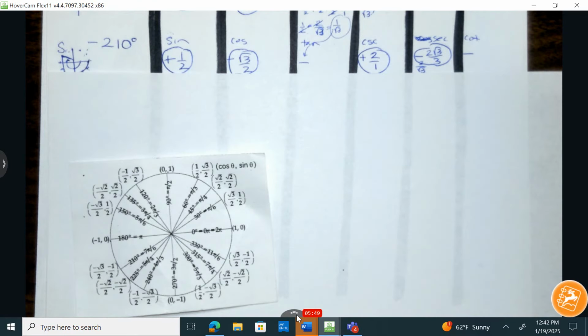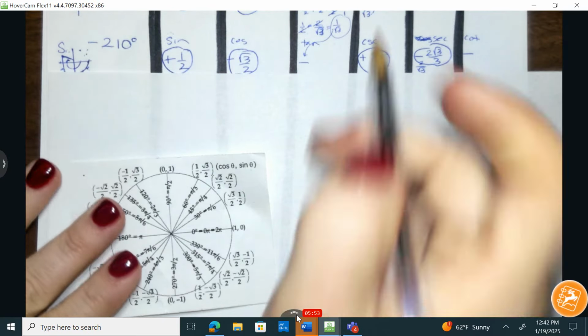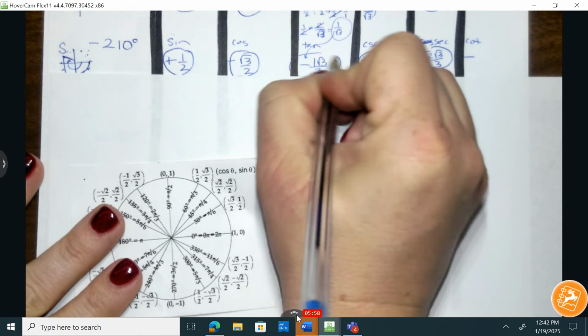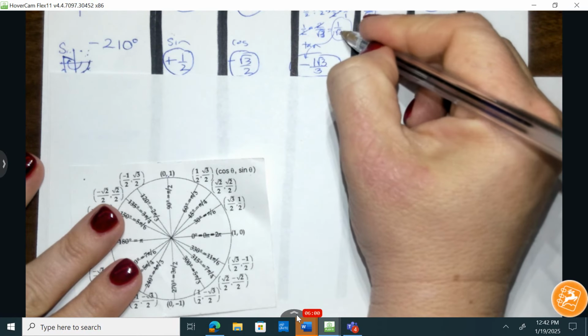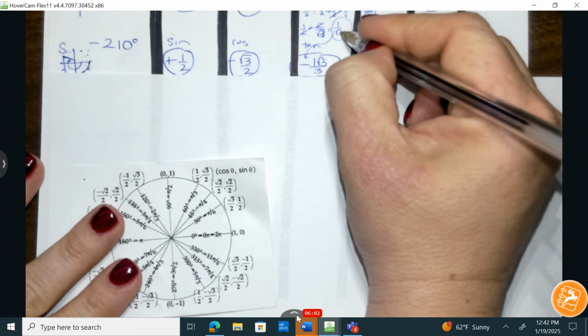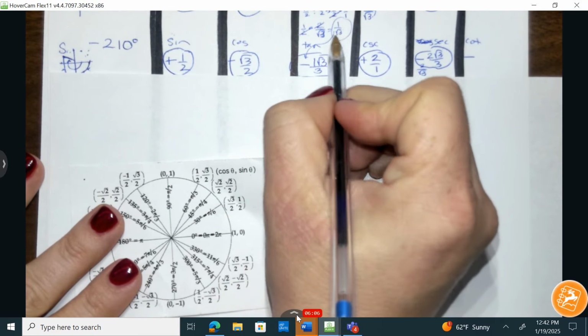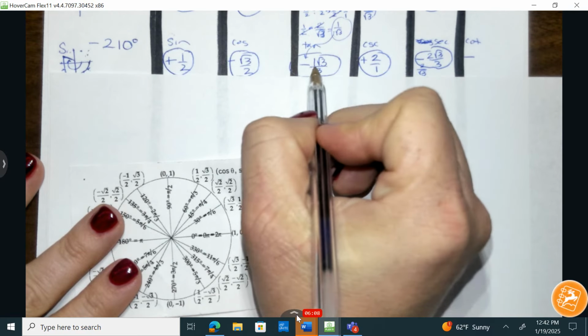1 over the square root of 3 is the correct answer, but it's not in proper form. So to put it in proper form, it's going to be 1 square root of 3 over 3. How did I do that? I take the square root of 3, this is a shortcut, I put it on top, and then I write the value on the bottom without the square root. So this was not mathematically wrong, it just wasn't in proper form.